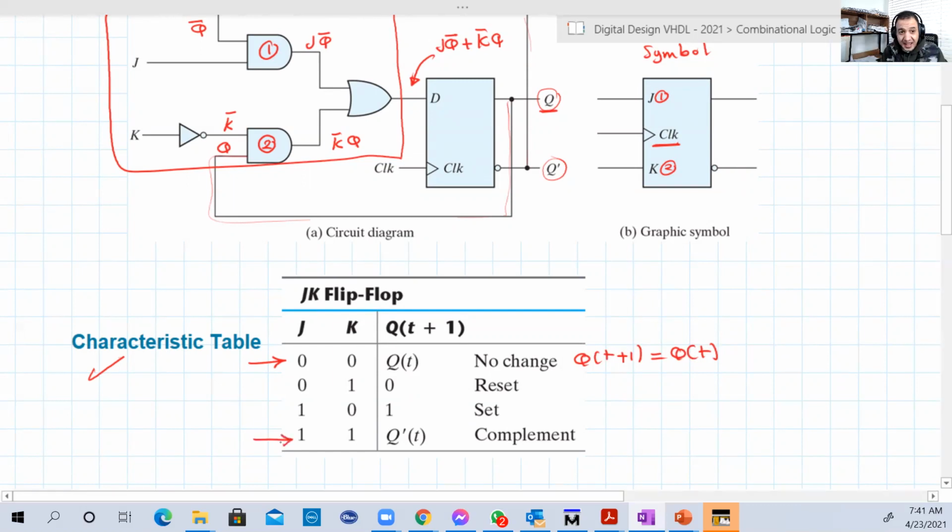When J and K are 1s, then Q will be complemented. So Q of t plus 1 equal to Q bar of t. If now J and K are 1s, and the Q, for example, was 1, when the clock comes, it will be 0. If J and K are 1s, and Q was 0, when the clock comes, it will be 1. It will complement.